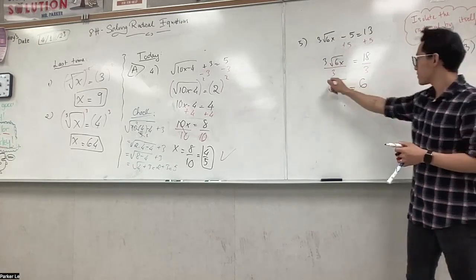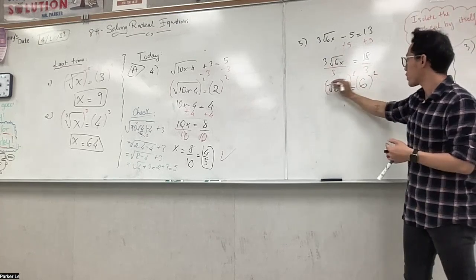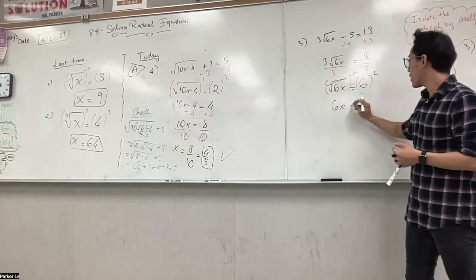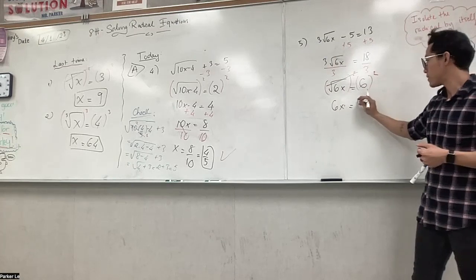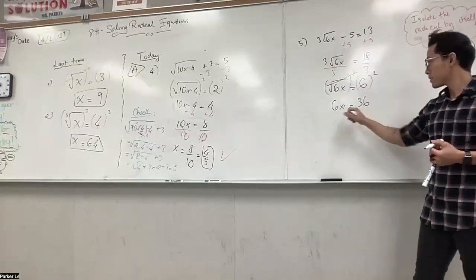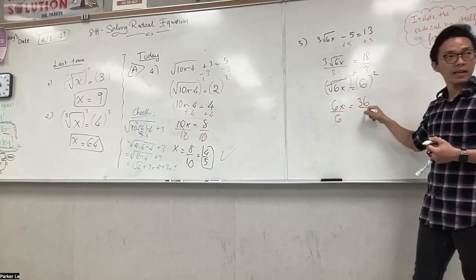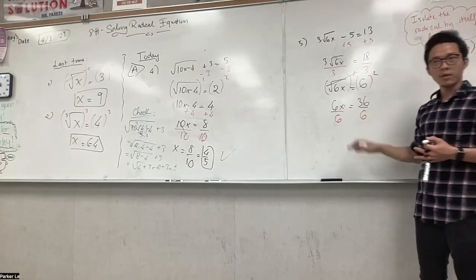Square. Square and square root cancel out. 6x. What is 6 squared? 36. What next? Divided by 6. Any questions? Let me know, slow down, let me know.